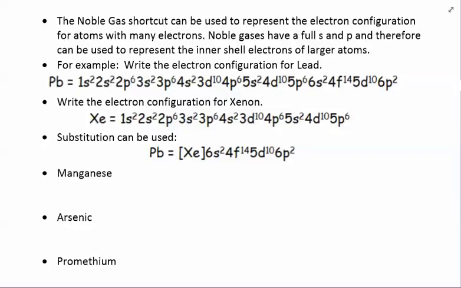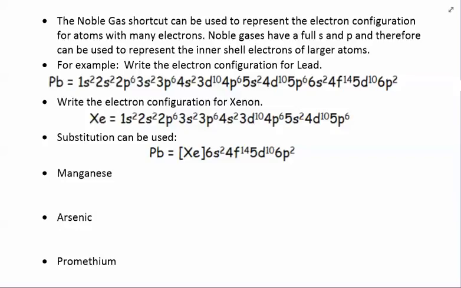With the noble gas shortcut, you can only use this if it's indicated in the problem. You can't just automatically go to this. Sometimes when we give you a quiz or a test, we want to make sure that you understand the principle of writing everything out. Sometimes we want to just make sure you know how to do the last part. The last part is the most important. So that's why sometimes you will use the noble gas shortcut.